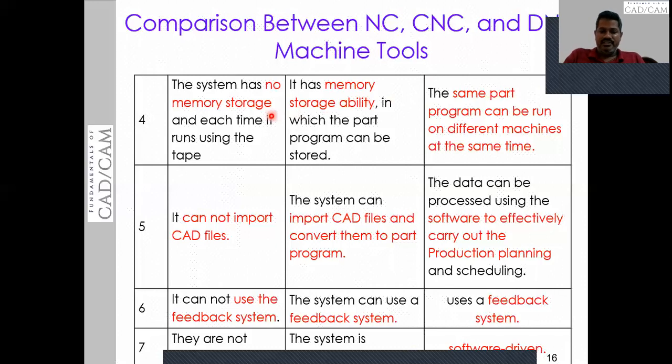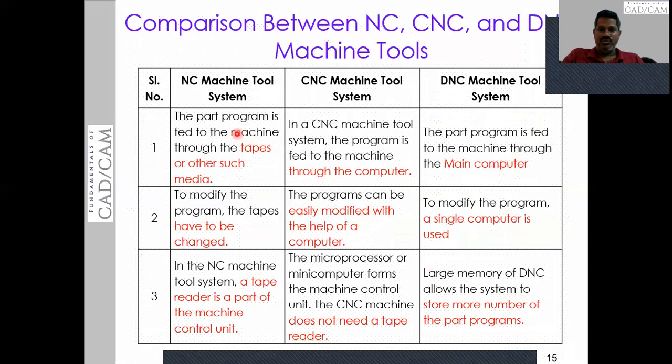The main important difference is that NC cannot import the CAD files, whereas these two can import the CAD files and convert them into part programs. Simultaneously, DNC can process the data and generate the reports. Similarly, NC does not have memory storage, whereas CNC and DNC have memory storage to store the programs. Similarly, NC does not have a feedback system; CNC and DNC have a feedback system. Then let me go back to see some more differences once again.